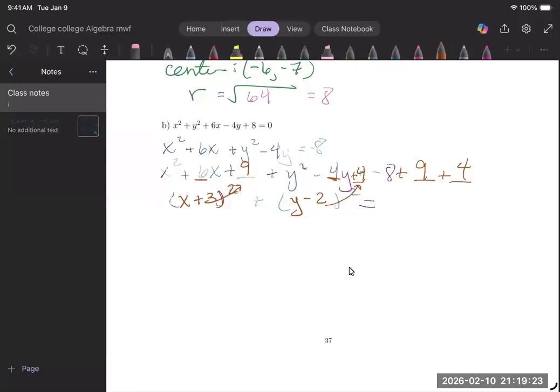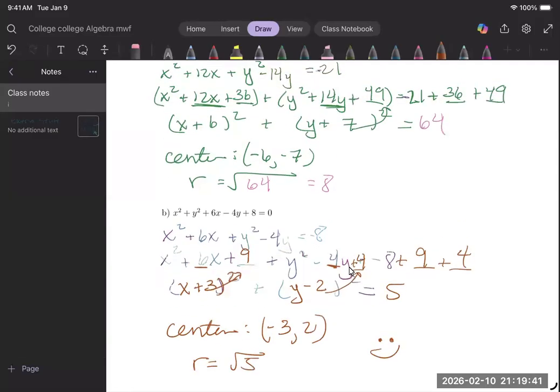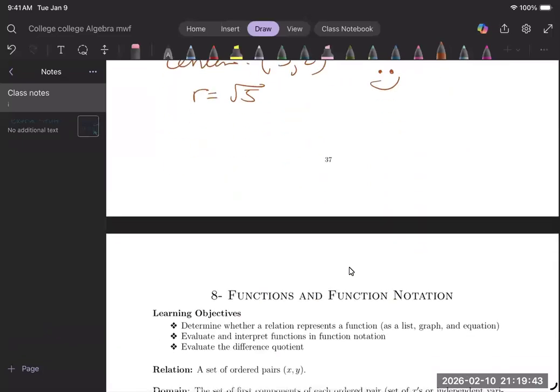So let's see. 9 minus 8 is 1, plus 4 is 5. So we have a center of -3, 2. Remember, change the signs. And a radius of √5. Yay. Go us. And that's circles.